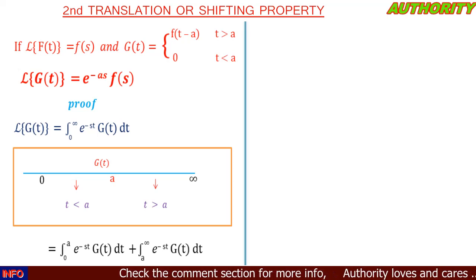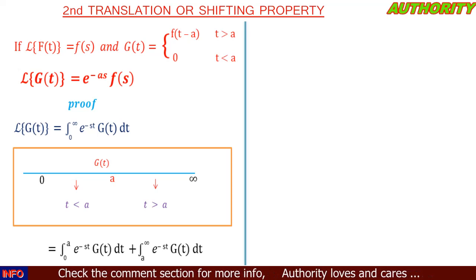g of t has a specific value depending on the value of t. When t is greater than 0, it gives us something, and when it is less than 0, it gives us another thing. Now, in the first integral, where we say 0 to a, that is to say that t is less than a.